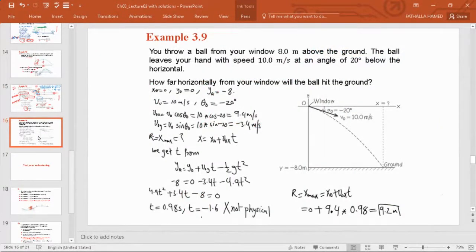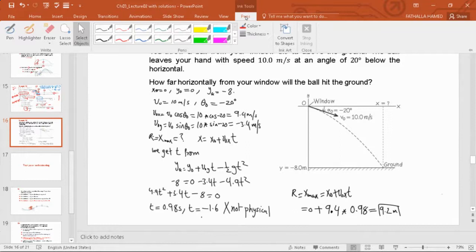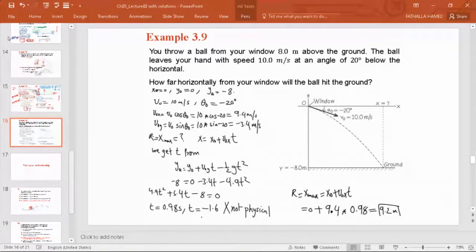Now here we have another example. We're doing more examples here to apply these. You throw a ball from a window 8 meters above the ground. The ball leaves your hand with a speed of 10 meters per second at an angle of 20 degrees below the horizontal. How far horizontally from the window will the ball hit the ground?